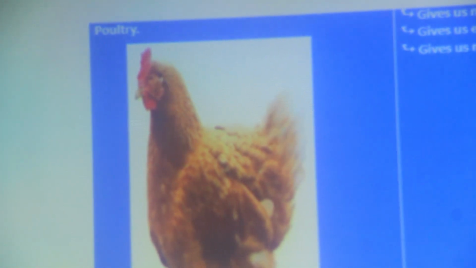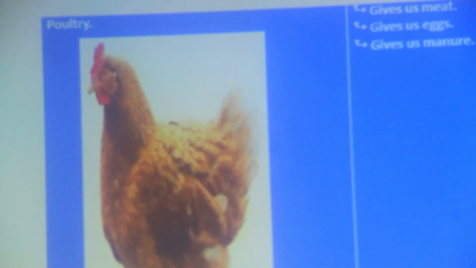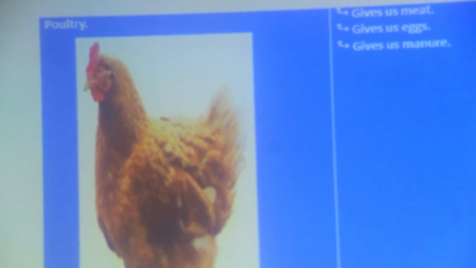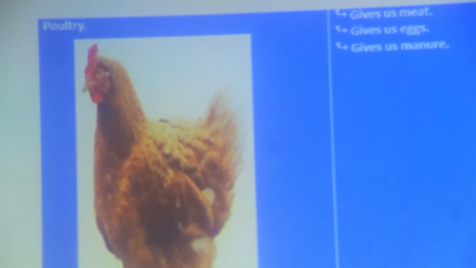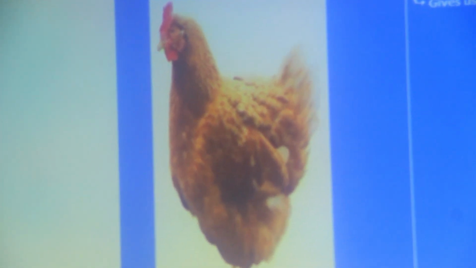From there, we go to poultry. When we talk of poultry, we are generalizing them. We can be talking of the hens, we can be talking of the guinea fowls, the turkey, the ducks, etc. So one use of that animal shown there is that they give us meat, they also give us eggs, and they give us manure.